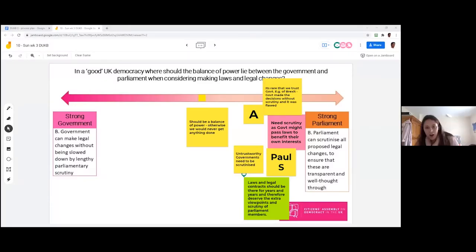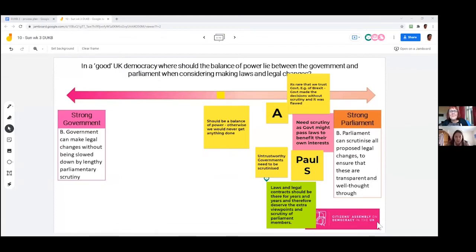Hi, our group looked at laws and legal changes and where the power lies with that. As you can see, the majority we came to was more Parliament. I think this was because a lot of people within our group, obviously I can't speak for everyone, felt that the government was untrustworthy because of certain events that have happened, such as Brexit, etc. So the government needed that scrutiny from Parliament.